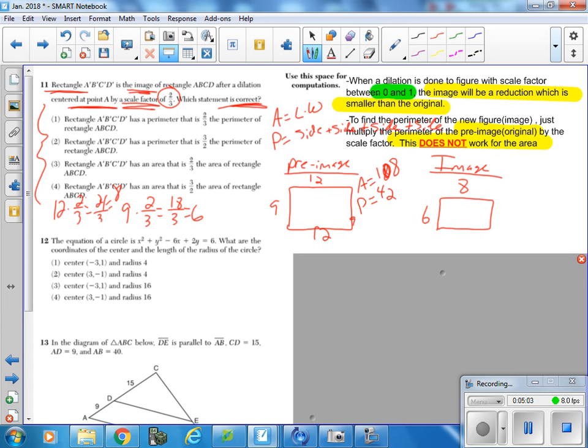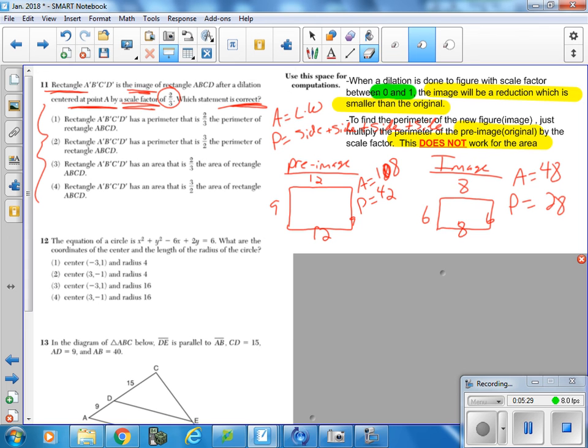Now let's go over to my image. My image in this case would have an area equal to 6 times 8, which is 48. My perimeter would equal 8 plus 6 plus 8 plus 6, which is equal to 28. Now let's look at our answers. Maybe you've already seen what the answer is, but let's look at our answers. I'm going to erase this now.